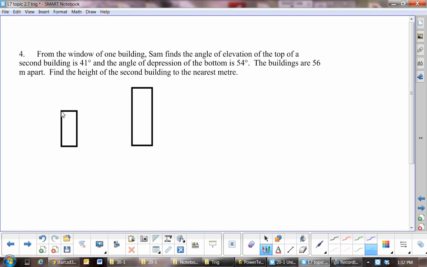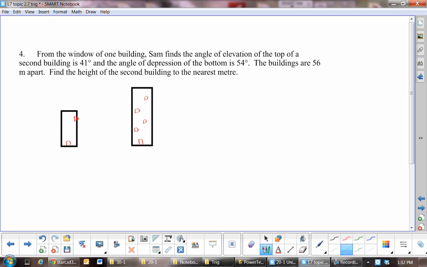Okay, now let's say Sam is right here. Let's do it in red. Blue doesn't show up very good. Okay, so there's like a window here, and Sam's right there. Okay? Here, let's put a door. A few windows.